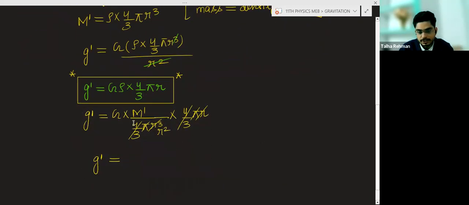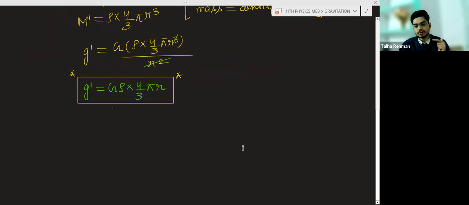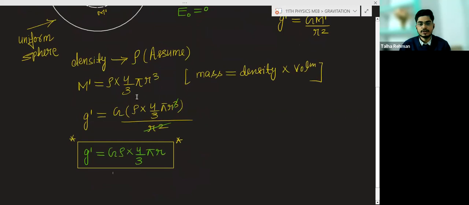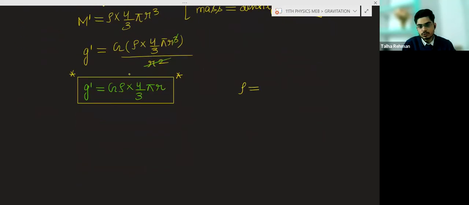This is also correct. But we want to change this formula in terms of the radius of the earth and the mass of the earth. So density is same. So I can write this density is equal to mass of the earth divided by the volume of the earth. Volume of the earth will be 4 upon 3 pi into radius of the earth cube. And this density is also equal to this value.